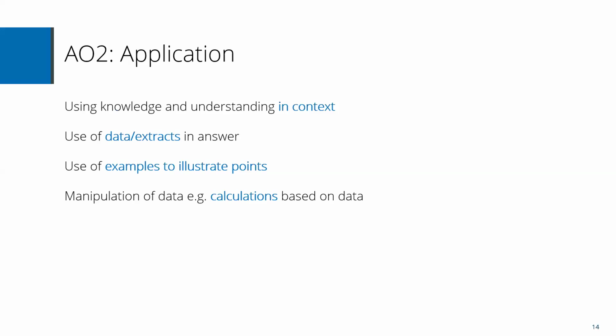When it comes to AO2, application, this is using that knowledge and understanding in context. So there will be data, there are extracts in the exam paper, and that needs to be utilised to answer the questions. And we will see some examples of questions where we have that application and those marks come through, and where it's really important that students are using that in order to answer the questions, and how they can pick up the marks from doing so. That's all to provide examples and how to illustrate the points they're making. In some cases, that can come from their own knowledge as well. The question will direct accordingly.